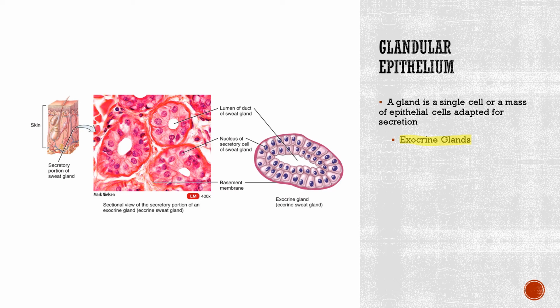Now, some glands of the body, like the pancreas, ovaries, and testes, are going to be determined as mixed glands. Mixed glands mean that they contain both endocrine and exocrine tissue.